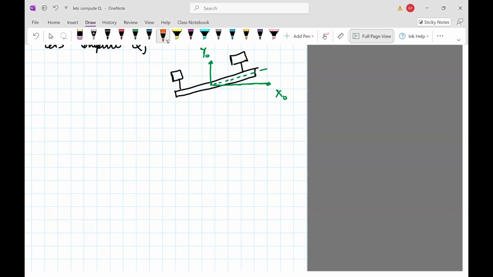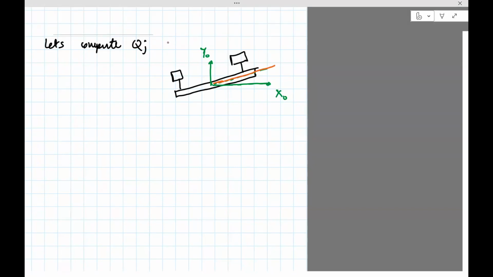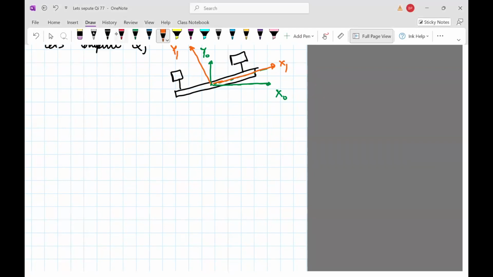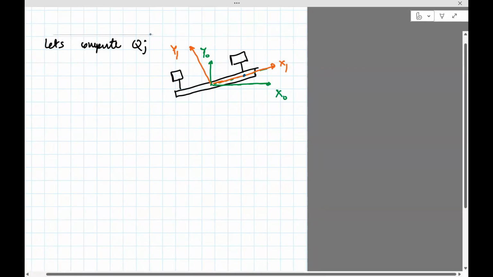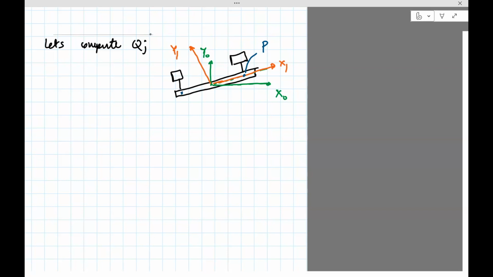This thing is going to tilt. Just assume that there's another axis like this, x1, y1. So we're going back to the homogeneous transformation in order to do this. Let's call this point as P, this point as Q, and remember that this distance we specified as L divided by 2.